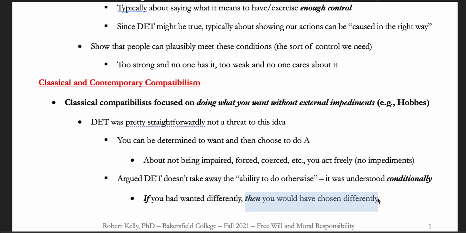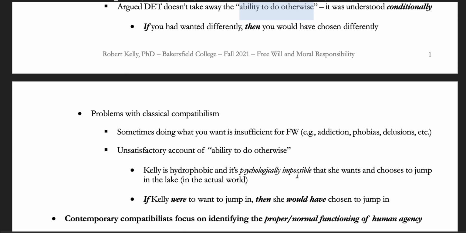There are more sophisticated versions. We're not going to talk about that. But that's the idea. And so the classical compatibilists hold on to free will and responsibility in the face of determinism, but not by giving up the ability to do otherwise. They thought you still need the ability to do otherwise in order to be free, but determinism doesn't threaten that either. Okay. That was the classical compatibilist.